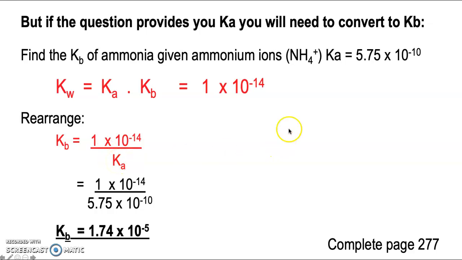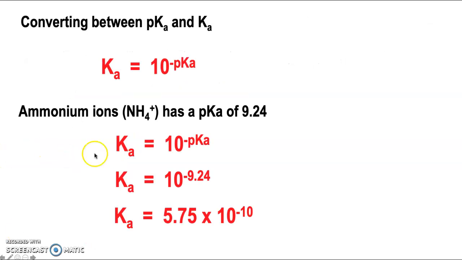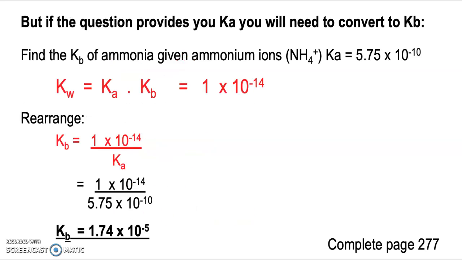So taking our Ka value we've just got in step 1, which was 5.75 times 10 to the negative 10, if we now place that into this equation, you can find your Kb value. Okay, so that is how you go from starting off with a pKa of 9.24, first convert it to your Ka. Once you've got your Ka, substitute it in, and then you get your Kb, and you're done.